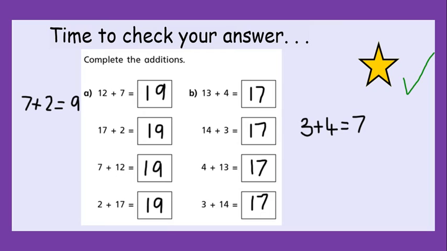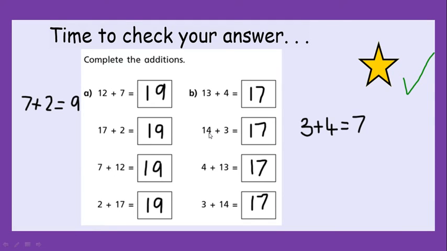Once you knew 2 add 7 is 9, you could add that number to the 10 quickly to know what the answer was. I wonder if it works the same here. So I know that 3 add 4 equals 7, or 4 add 3 equals 7. So let's have a look. 13 add 4. There it is. 3 extra ones and 4 extra ones. That makes 7. So 7 adding on to that 10 makes 17.